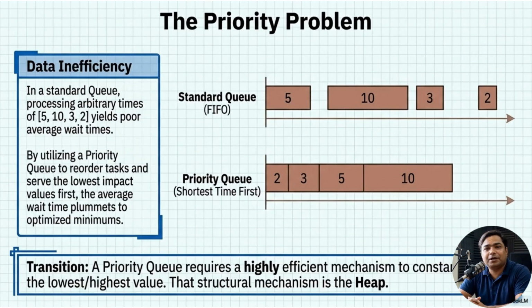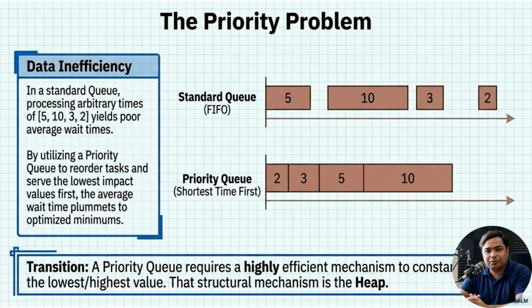A priority queue does not simply process the first inserted item. Instead, it processes the item with the highest or lowest priority first. For example, in a hospital emergency room, the most serious patient should be treated before someone with a minor injury, even if the minor patient arrived earlier. In CPU scheduling, a system may process shorter or more urgent jobs first. In graph algorithms, priority queues are used in important algorithms such as Dijkstra's algorithm.